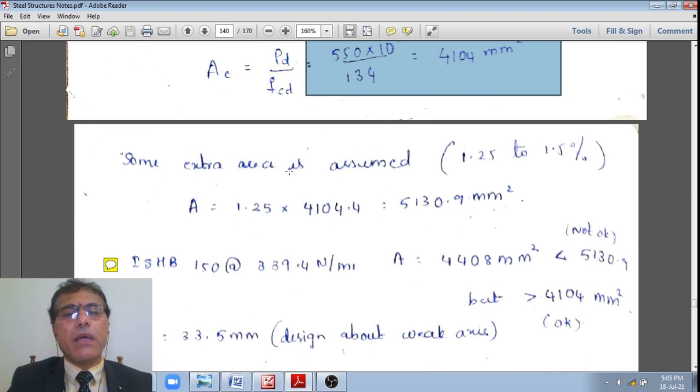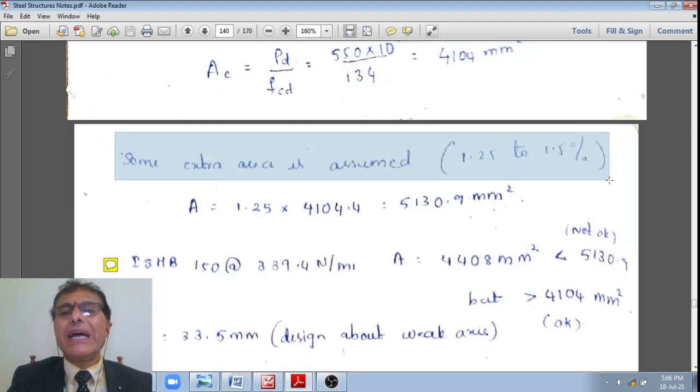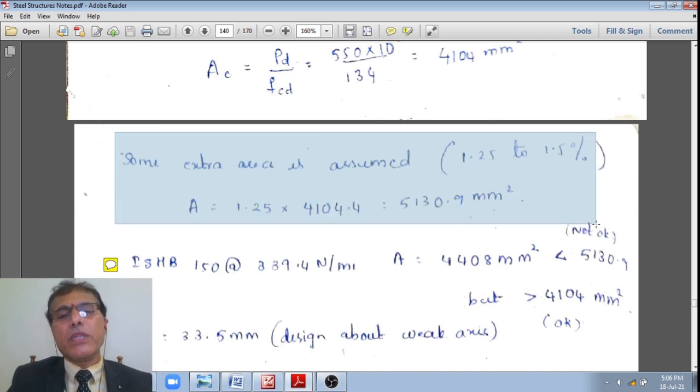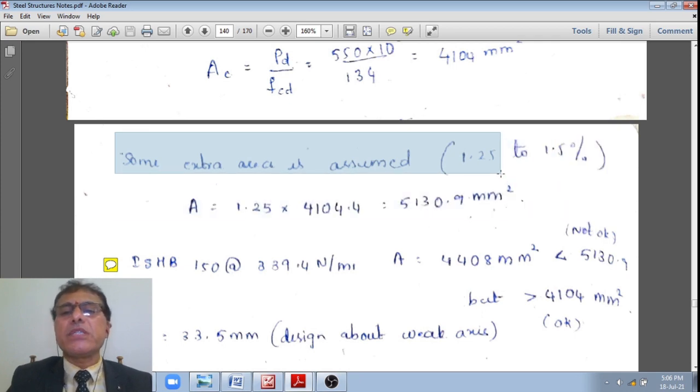However, because we are proposing the designs, I suggest that you increase the area by 25% to 50% more, so that the final section is okay. Otherwise, it may require another iteration. Or if you want to optimize the section, you just start with 25%. If it fails, you may increase to say 35%, or in the last iteration, you may increase by 50%. Because the load is small, I'm simply proceeding with a 25% increase.